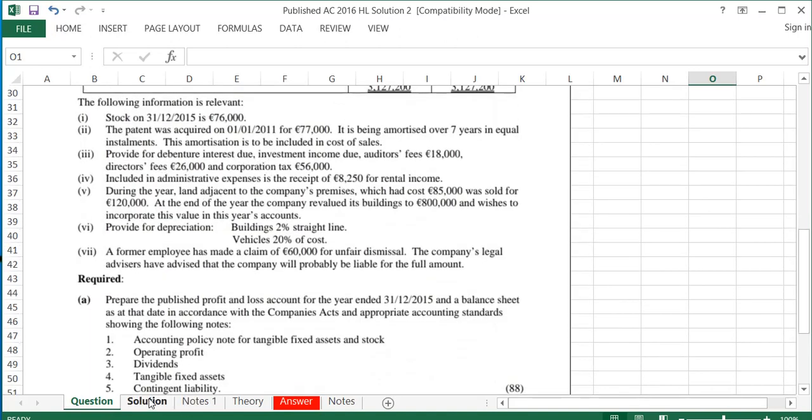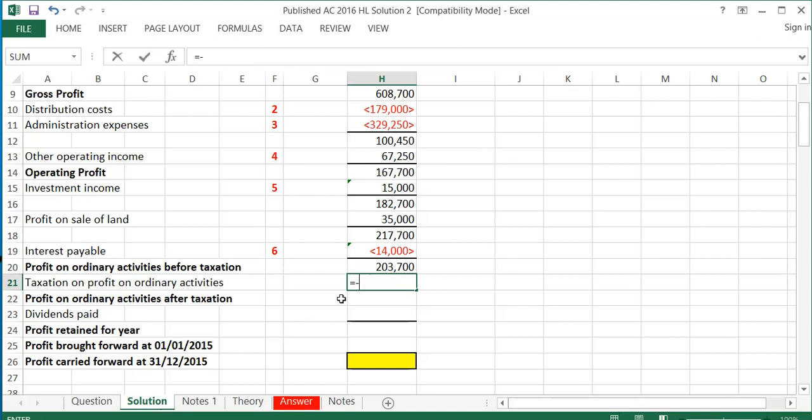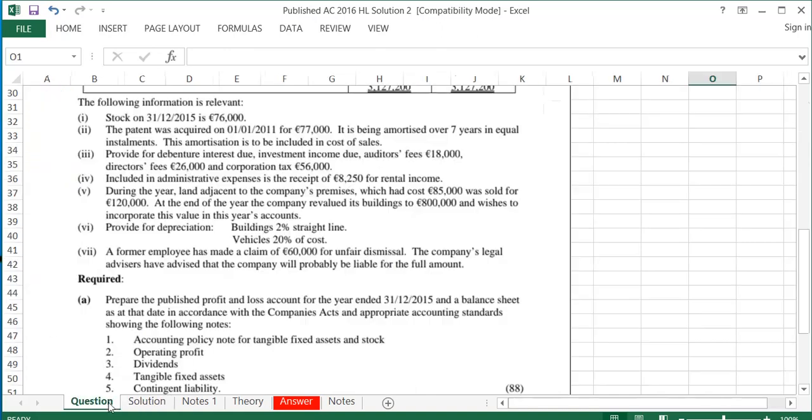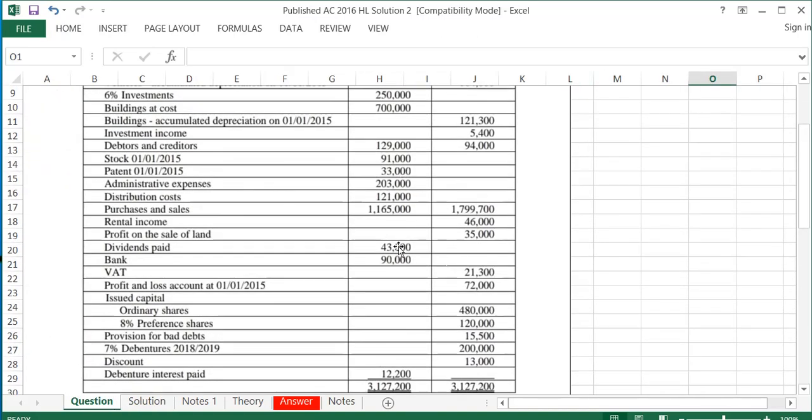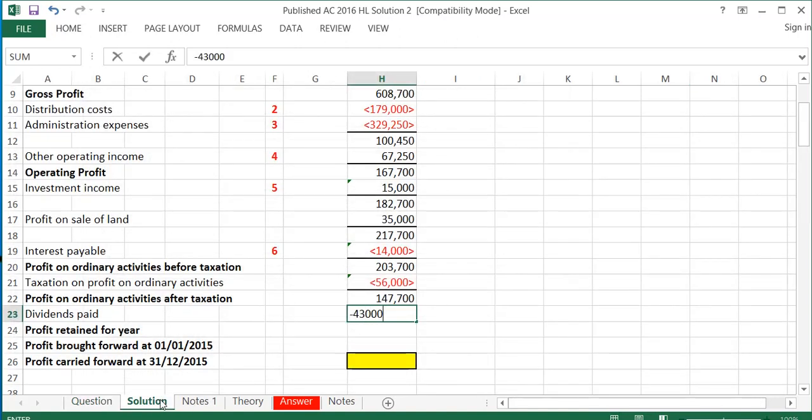Now my taxation I am given in the question in note down below here in note 3. It says corporation tax is 56,000. So I'm going to put in that as minus 56,000, which leaves me with profit after tax of 147,700. I need to take away my dividends paid. My dividends paid, I'm just coming directly from the trial balance, 43,000 up here. And again, the dividends paid is going to reduce my profit, so it will be a minus, which leaves me with profit retained for the year of 104,700.